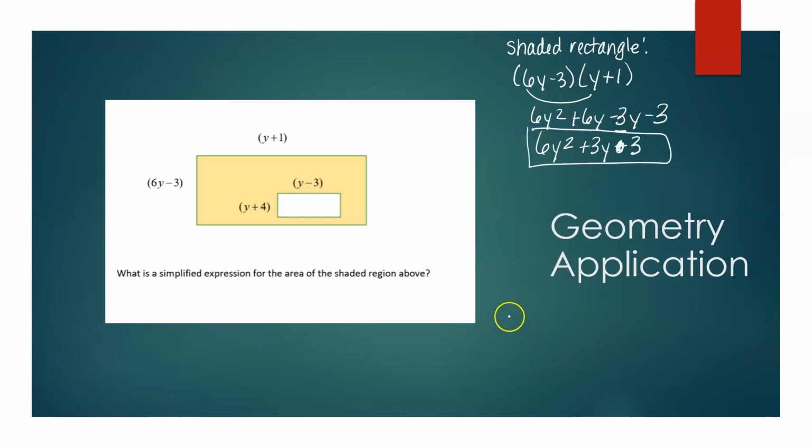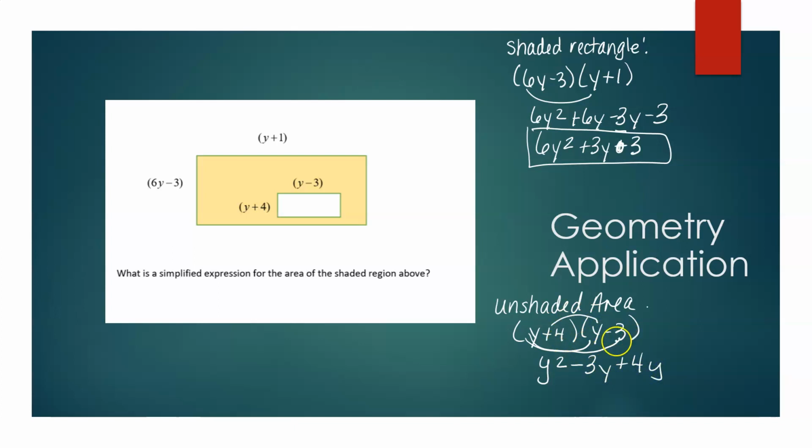So now let's find the unshaded, the tiny one. So I'm going to take y plus 4, quantity y minus 3. So I have y times y is y squared. y times negative 3 is negative 3y. 4 times y is 4y. And then 4 times negative 3 is negative 12. So I have y squared plus y minus 12.